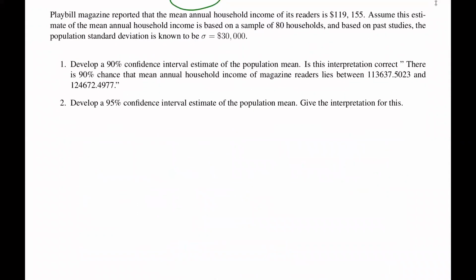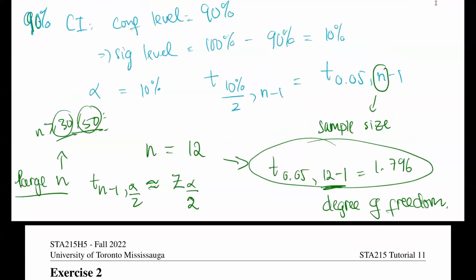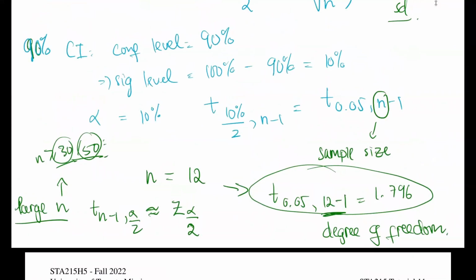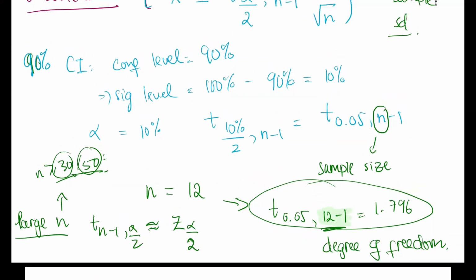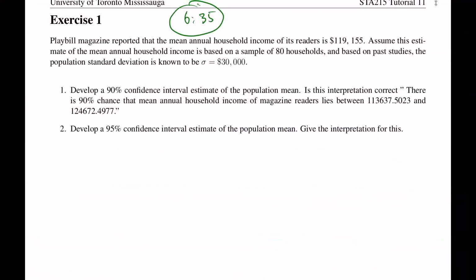Is 1.796 the degree of freedom? No, it's not the degree of freedom. Degree of freedom is this number, n minus 1. 1.796 is the value of this t. It is just like: for which value of t is the probability that a random variable is greater than it equal to 0.05? If you look at the table, they do shade the area correspondingly for you.